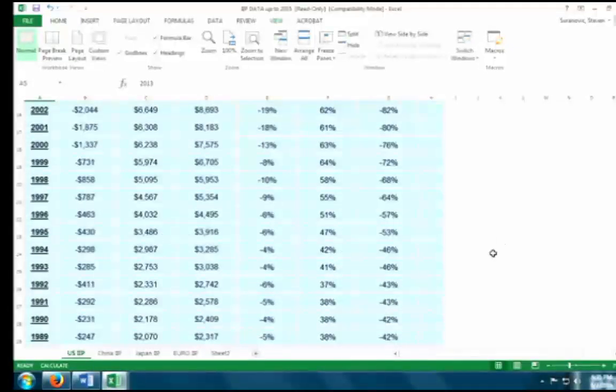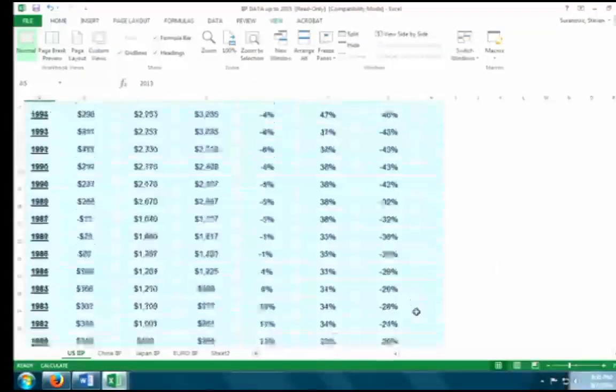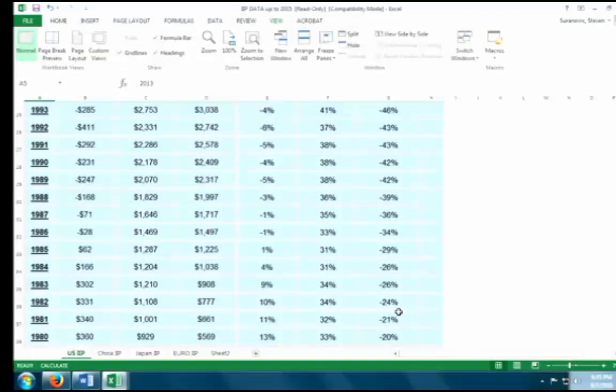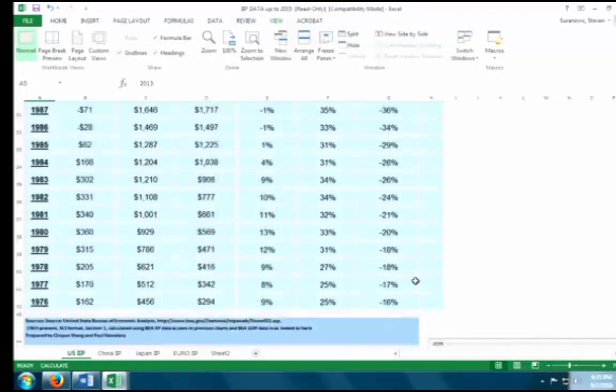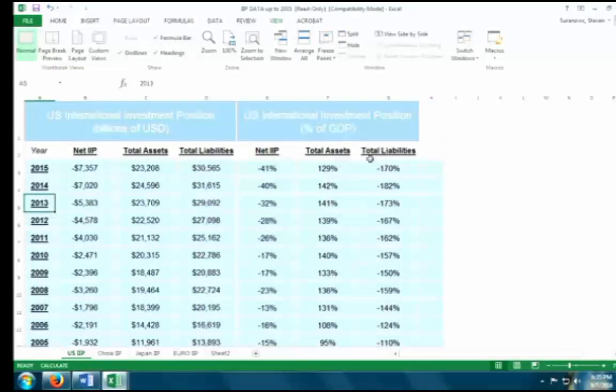The other thing to notice from this data is how the size of assets flowing in both directions have increased since 30 years ago or so. 30 years ago or so, we were looking at total asset holdings of 34 and 24% respectively out of GDP. Today, 129 and 170% of GDP.